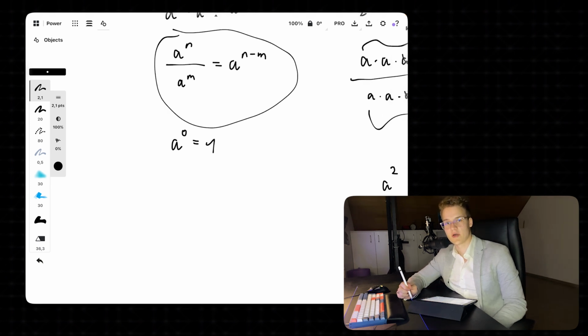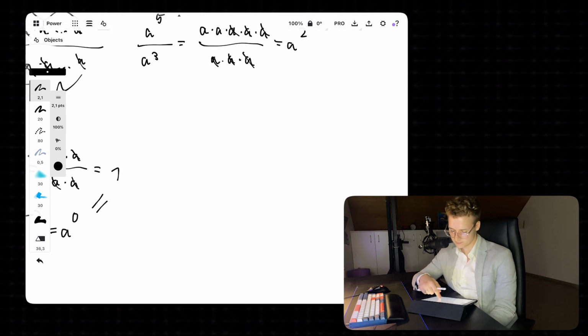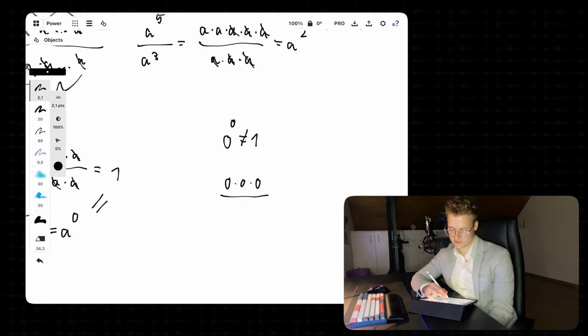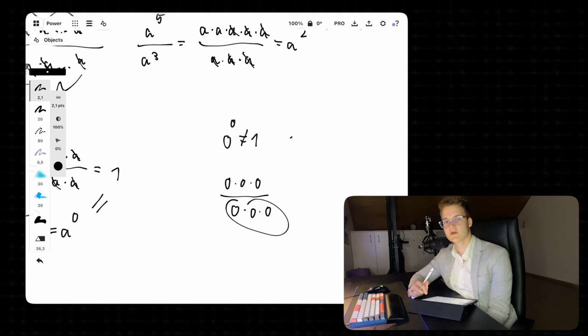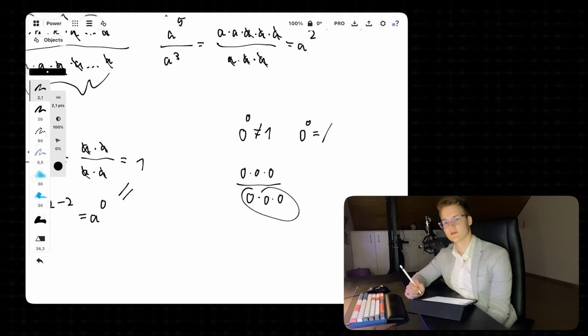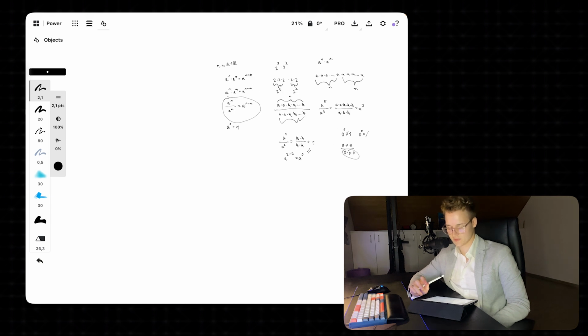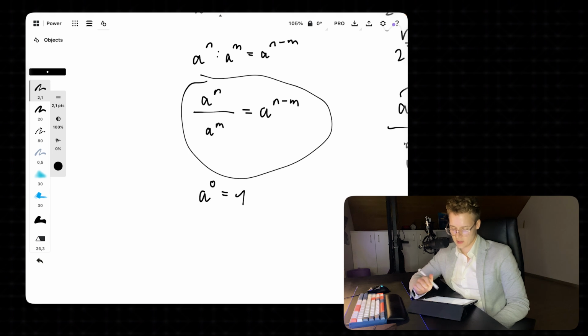There is an exception, however, and the exception is going to be 0. Why? Well, 0 to the power of 0 is not equal to 1, because it would imply that we divided by 0. It would imply that we had 0 times 0 times 0, and then in the denominator we also had 0 times 0 times 0, which implies division by 0, and we've already said that any number divided by 0 is undefined. Okay? So, that's basically the rule for the division. So, these are the two rules.